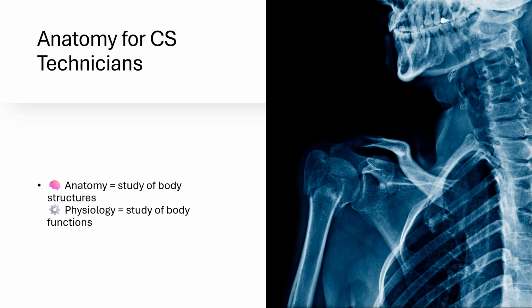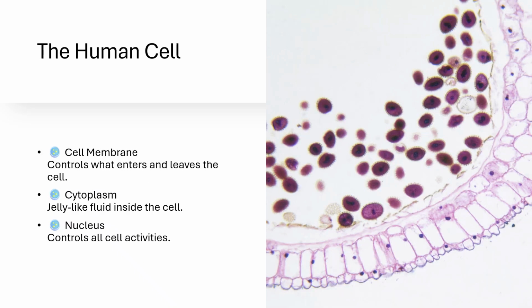Anatomy means the study of body structures, while physiology means the study of how body parts function. The cell is the basic unit of life. Every cell has a membrane, cytoplasm, and nucleus. Together, these parts help the cell survive and function properly.